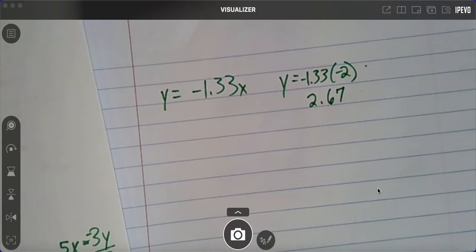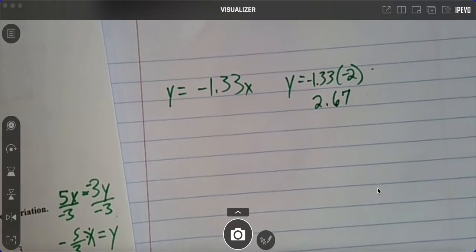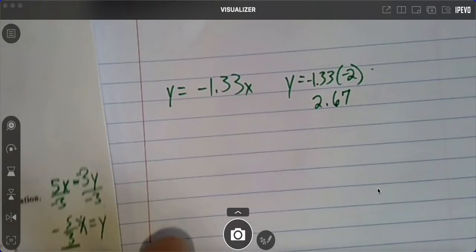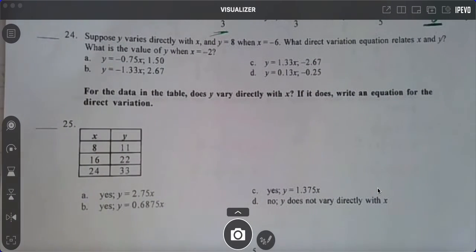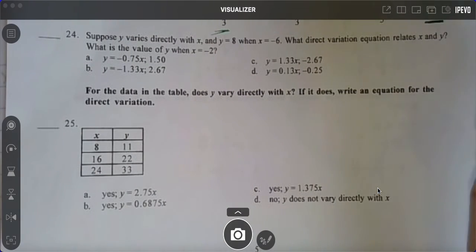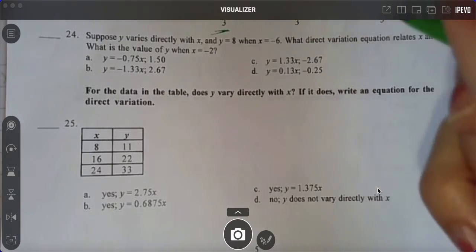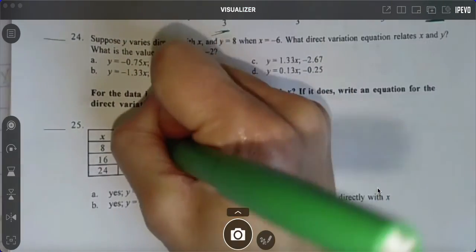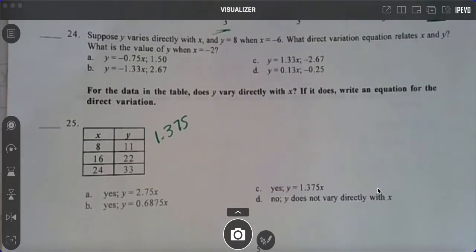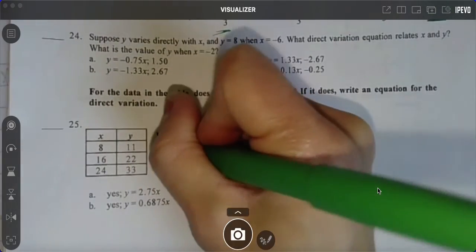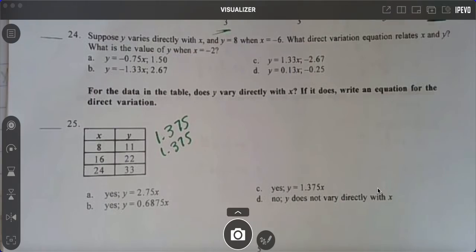Look at the table on 25. I might go back over 24, but look at the table. What are you going to do to see if that's a direct variation? Y divided by x. Let's do that. What's 11 divided by 8? 1.375. Now let's go to the next one. What's that y divided by x? 22 divided by 16. And then 33 divided by 24.